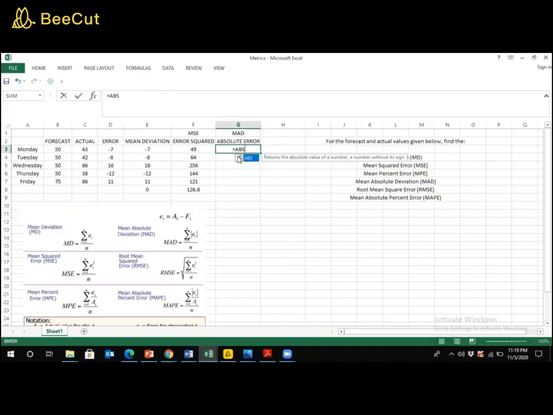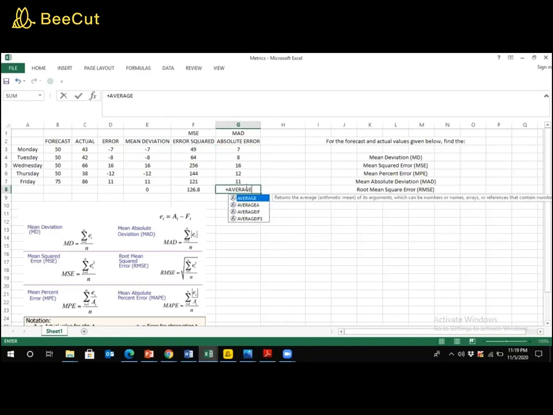And the way you can do that is you use the ABS function, and ABS not of this but of the error, the absolute error, and I click, I drag, and then I just take an average. Right, take an average, and so this gives me the MAD.